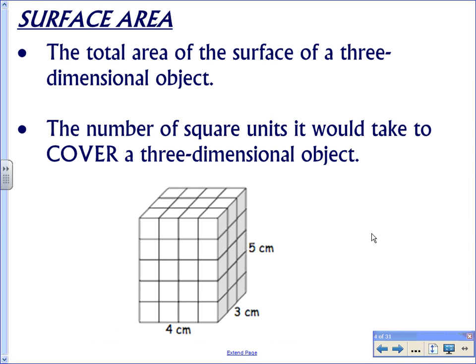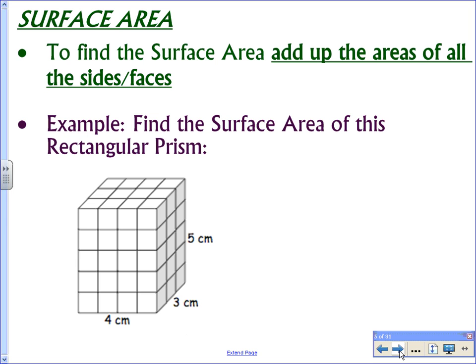We also learned in the first lesson that surface area is the total area of the surface of a three-dimensional object. The number of square units it would take to cover a three-dimensional object is what you're finding when you calculate surface area. To calculate surface area, you're going to add up the areas of all the sides or faces. So we're going to first find the surface area of this rectangular prism.